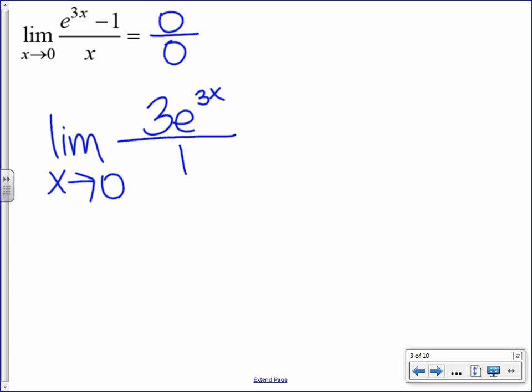Completely separate. But what if it was e to the 3x squared? So it'd be 6x e to the 3x squared. Why do you just multiply by 3? Okay. Derivative of e to the x is e to the x. Inside e to the x is 3x, so you multiply by the derivative of that.